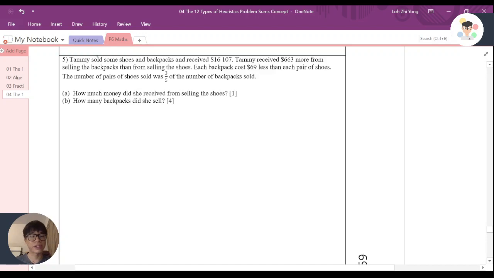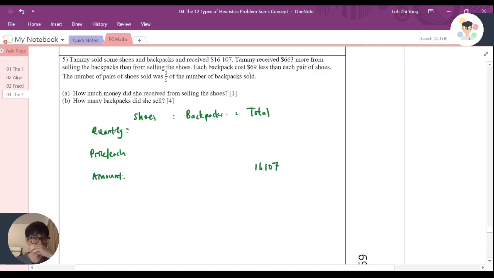This question says that Tammy sold some shoes and backpacks and received 16,107. Let me just try to write down. I know I have shoes, I know I have backpack, and of course I know I have total. First, I will write down the quantity. Second, the price of each. And next, I write out the amount. From what I have read, the total is 16107, so I know it's here.